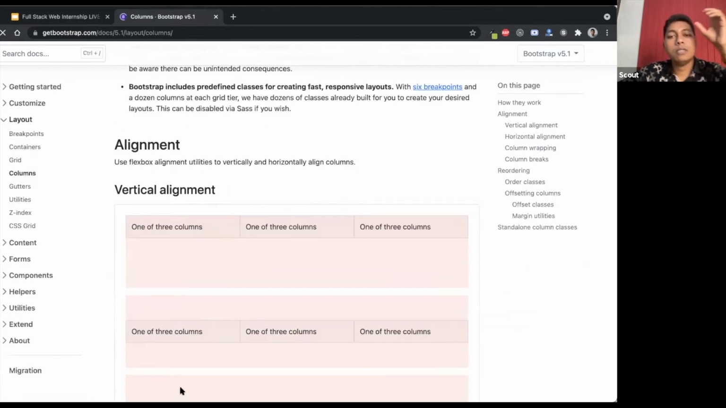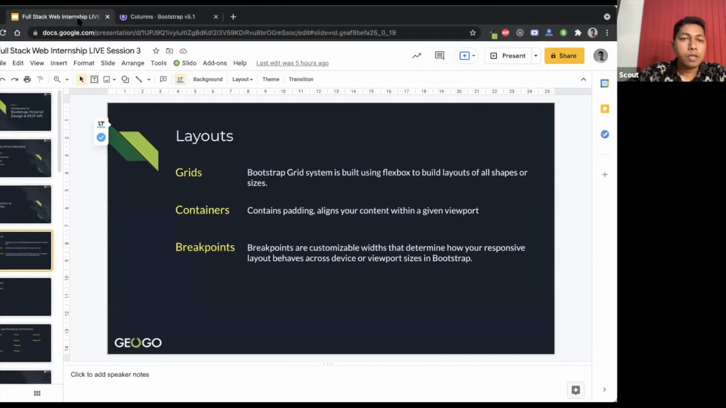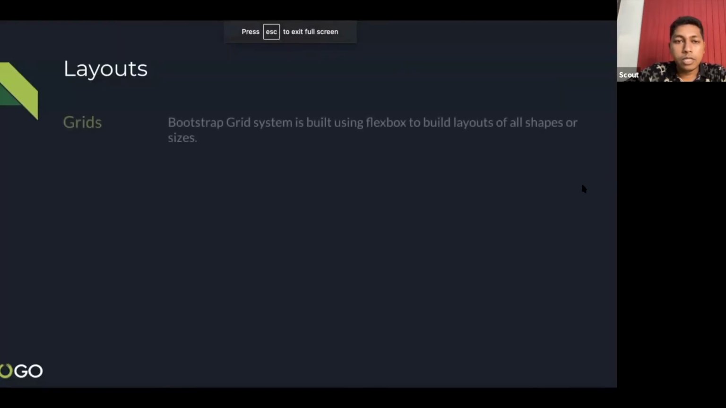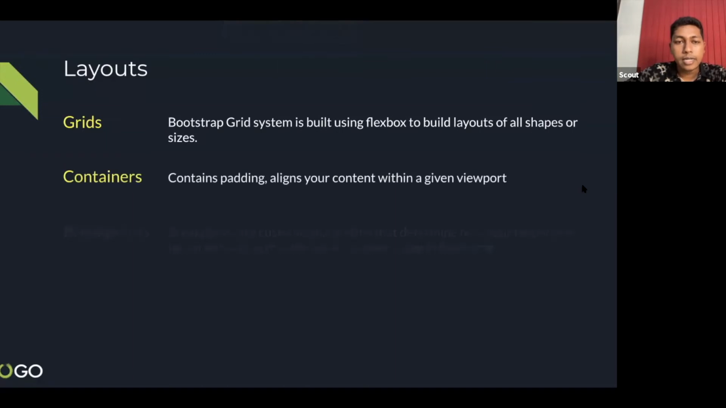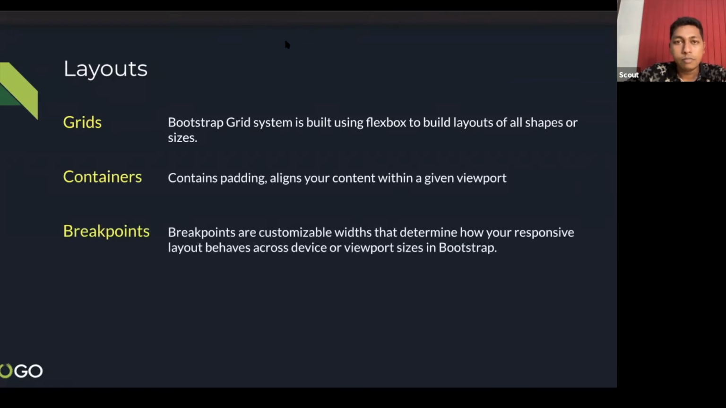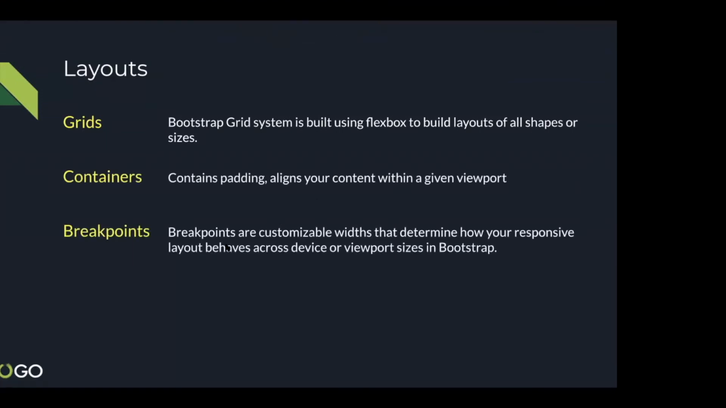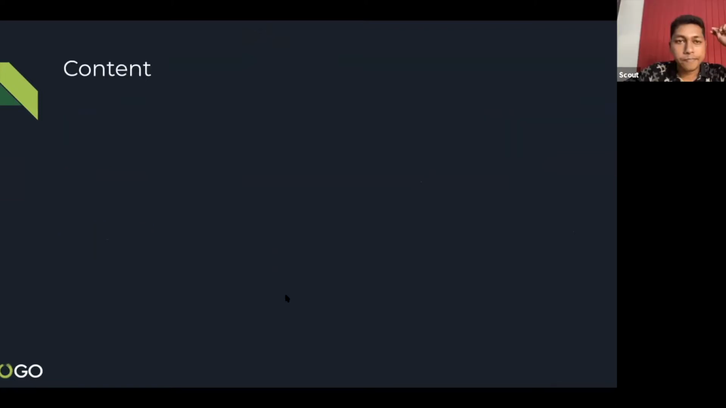So columns are key components inside the grid system, right? These are the key elements that I have taken from this layout system. First is the grid, second is the containers, and third is the breakpoints, right?